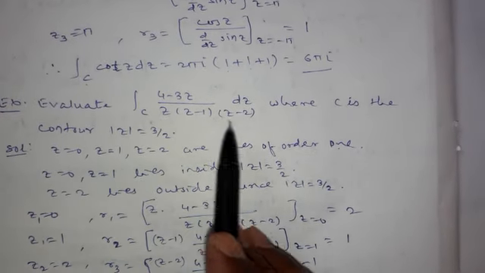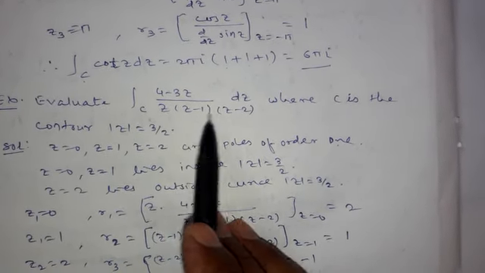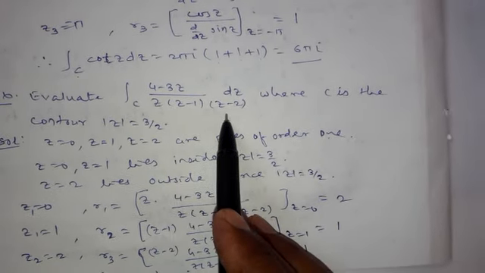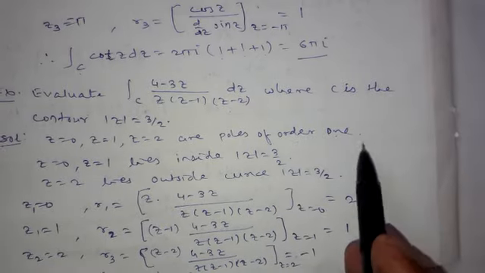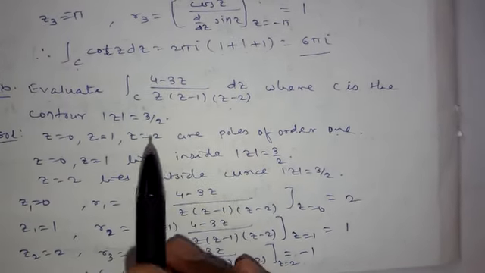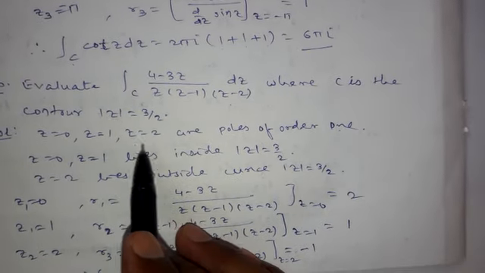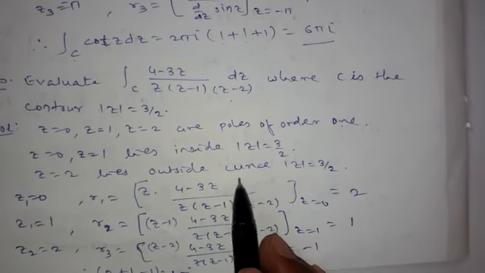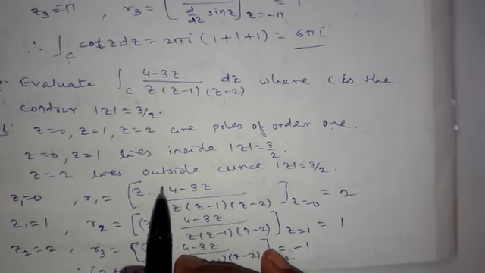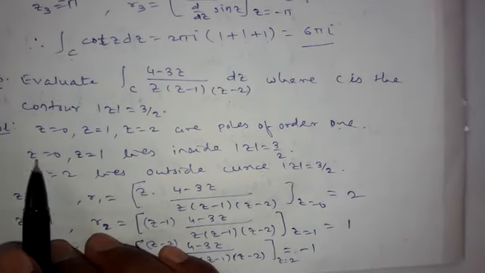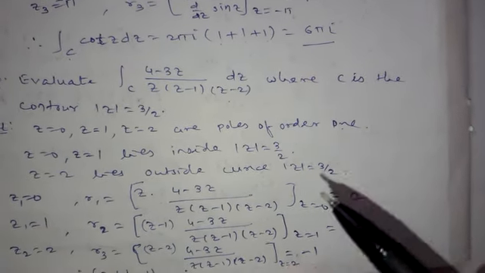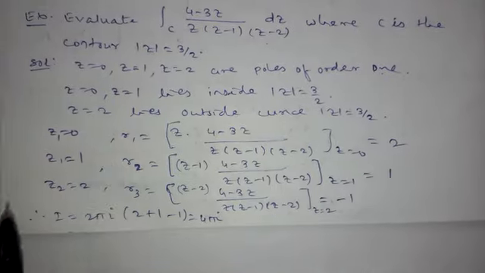Now take the denominator equal to 0: z equal to 0, z equal to 1, z equal to 2. So these are simple poles, poles of order 1. But out of these, z equal to 2 lies outside the curve, and we are not going to find the residue for a point outside the curve. So only z equal to 0 and z equal to 1 lie inside the curve, and we just concentrate on those 2 points.